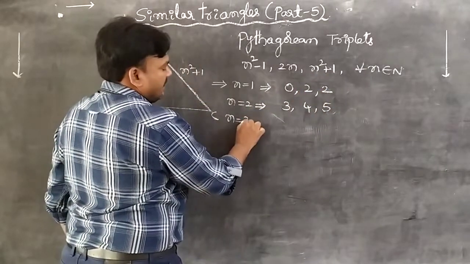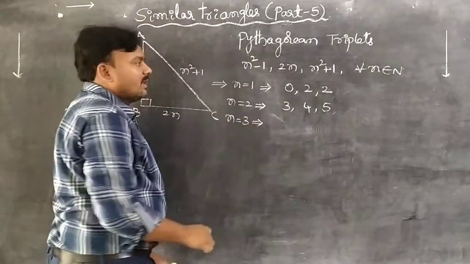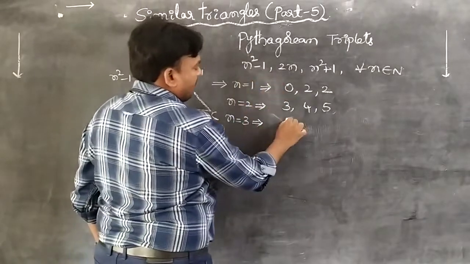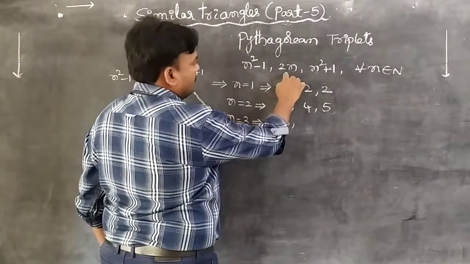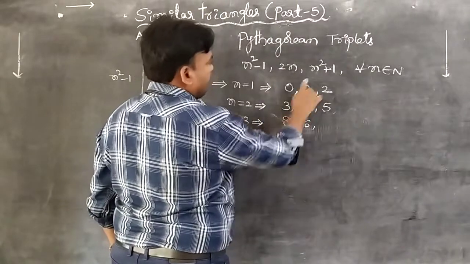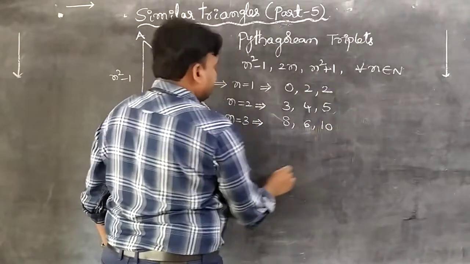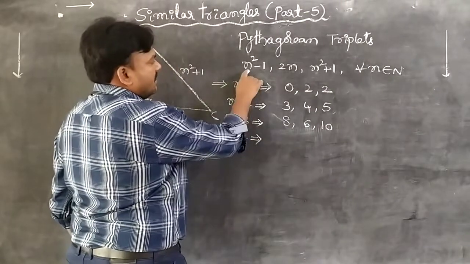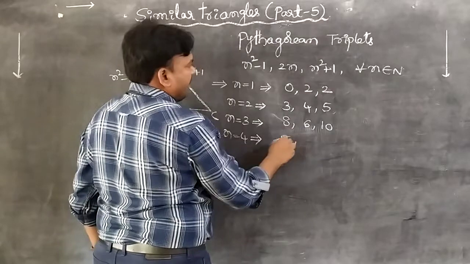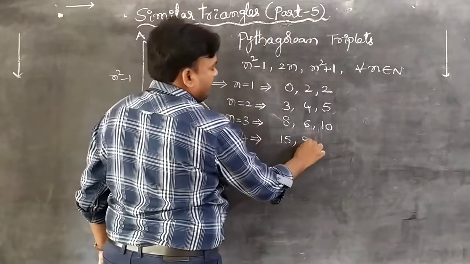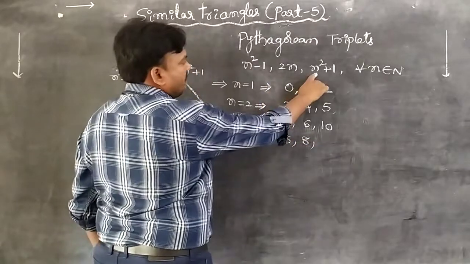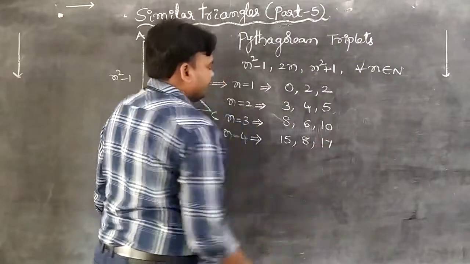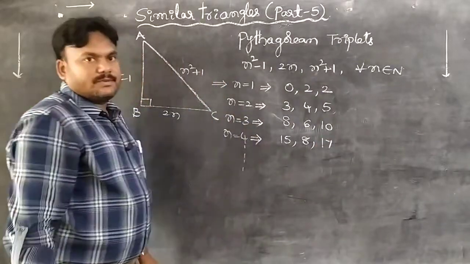And again n equal to 3 taken. 3 square, 9 minus 1 becomes 8; 3 twos are 6; and 9 plus 1 becomes 10. And also n equal to 4 implies 16 minus 1, it becomes 15; 2 fours are 8; and again 4 square, 16 plus 1, 17. Or if you take more values also.